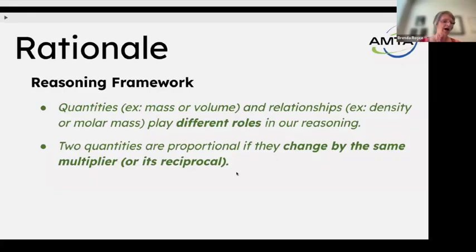There are 2 ahas that led to this approach. These provide a framework for helping students understand quantitative reasoning they need in chemistry. One is to distinguish between measured quantities and the relationships that exist between them. These have different roles in how we interpret what we see. So quantities such as mass or volume, or relationships such as density or molar mass.